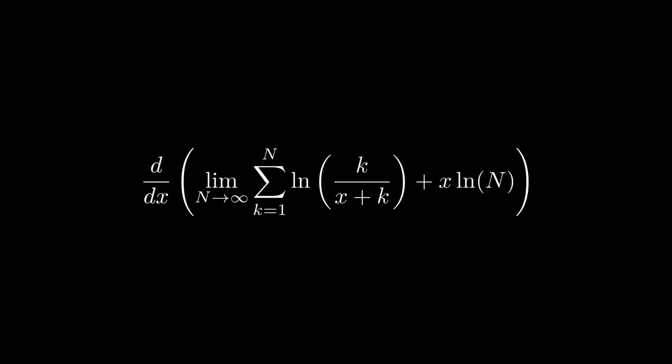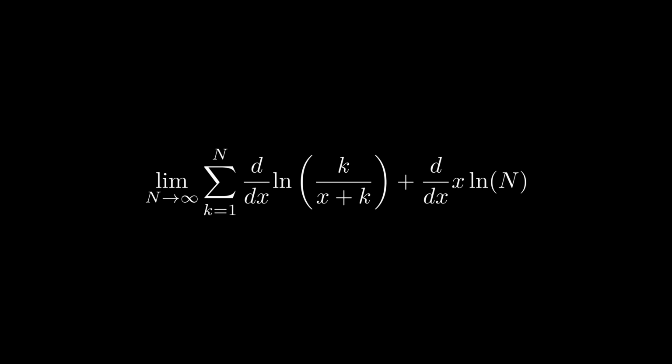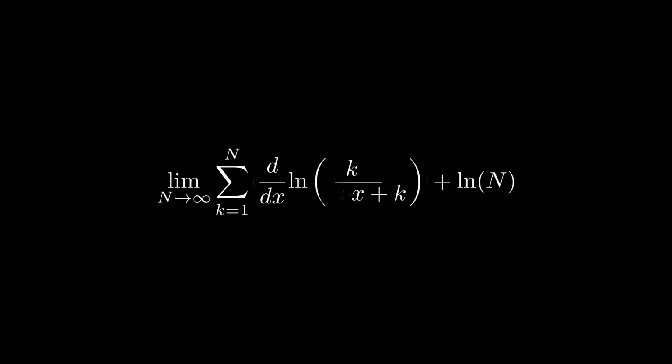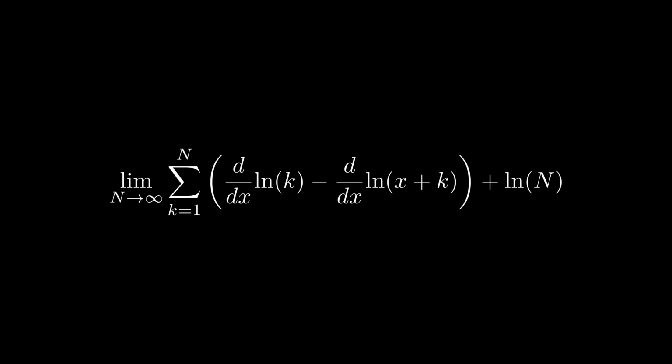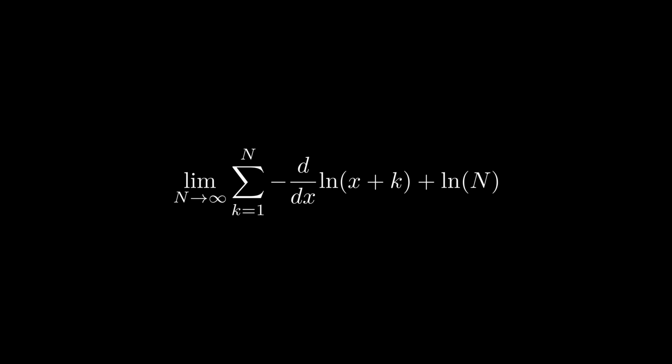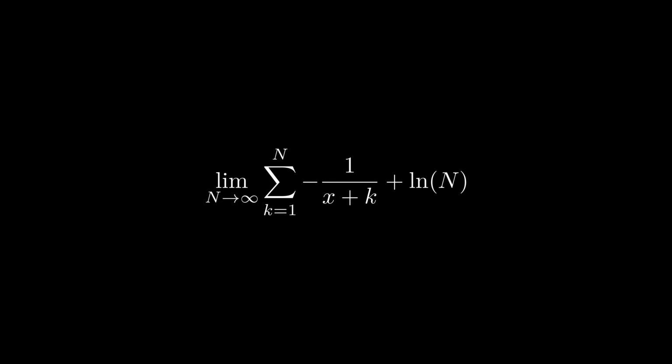Now, it's not too hard to carry this out. We just have to distribute the derivatives throughout, and then the x log of n becomes log of n. Now we can split up the logarithms in the sum, and this first one is just a constant, so its derivative vanishes. For the second one, the derivative of the natural log of x is just 1 over x, so we get 1 over x plus k.